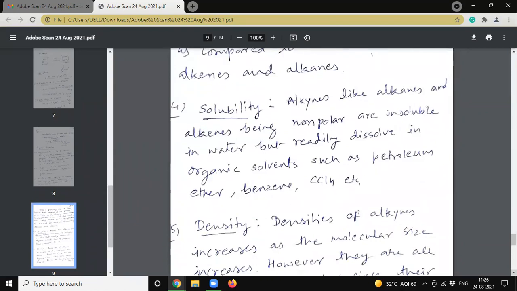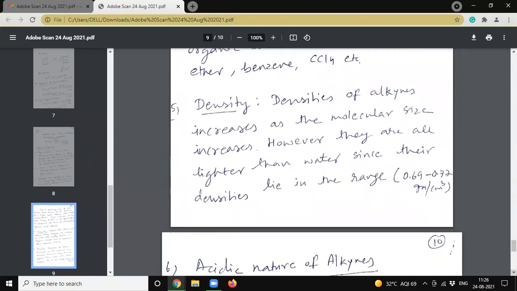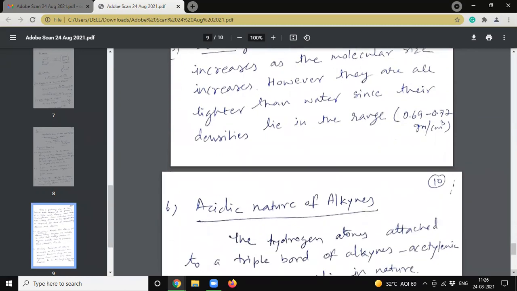Solubility. Alkynes, like alkanes and alkenes, being non-polar, are insoluble in water but readily dissolve in organic solvents such as petroleum ether, benzene, and carbon tetrachloride. Density. Densities of alkynes increase as the molecular size increases. However, they are all lighter than water since their densities lie in the range 0.69 to 0.77 grams per cubic centimeter.